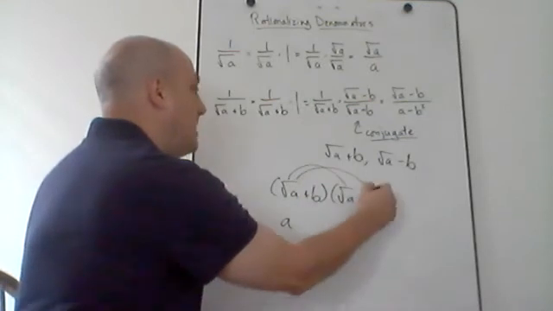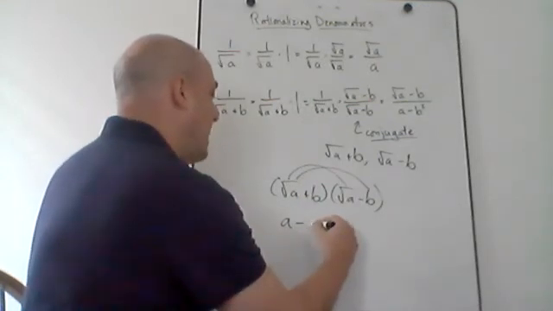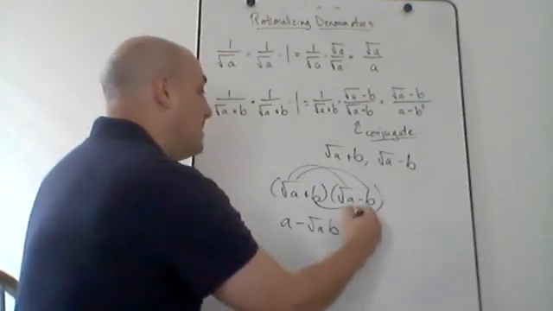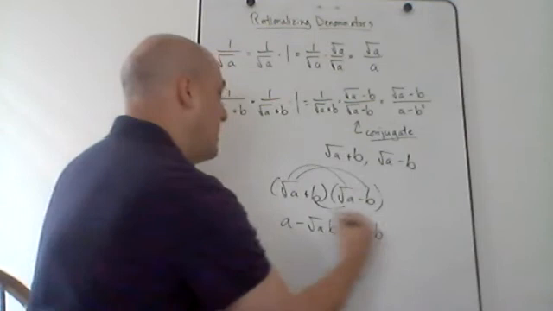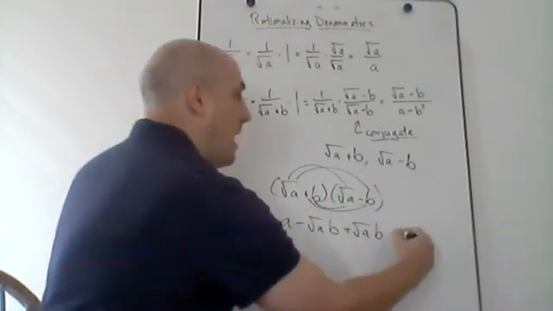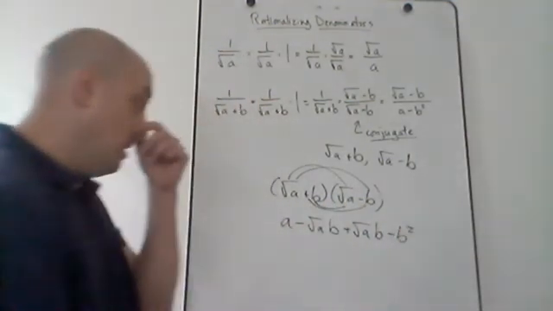When I do the square root of a times minus b, it's minus the square root of a times b. When I do the positive b times the square root of a, it's going to be plus the square root of a times b. And when I do plus b times minus b, that's going to be minus b squared.